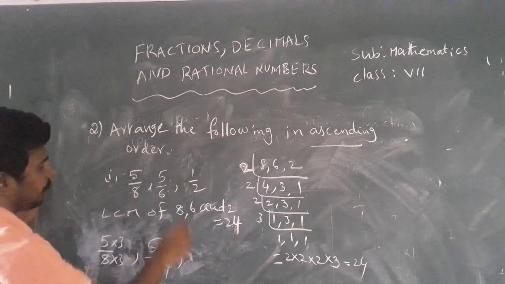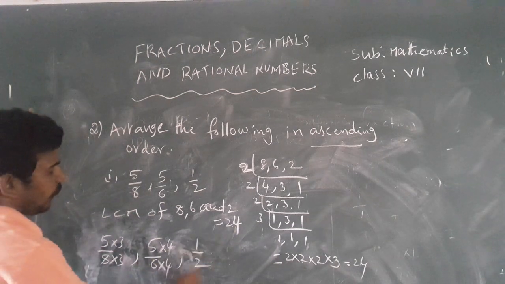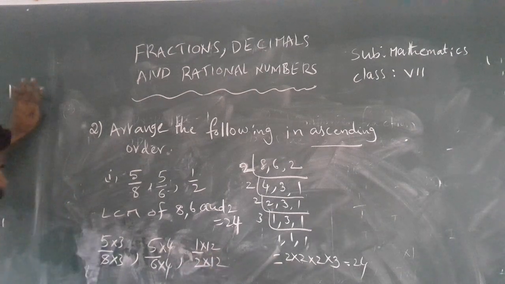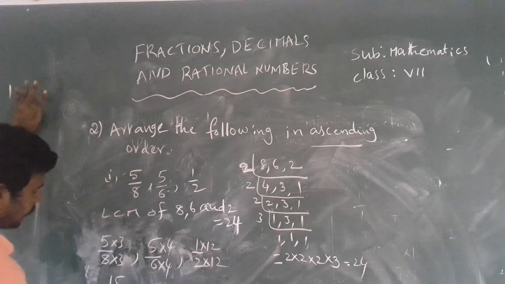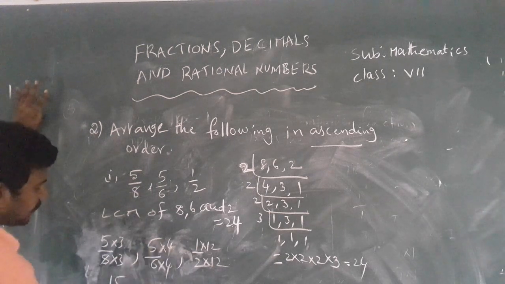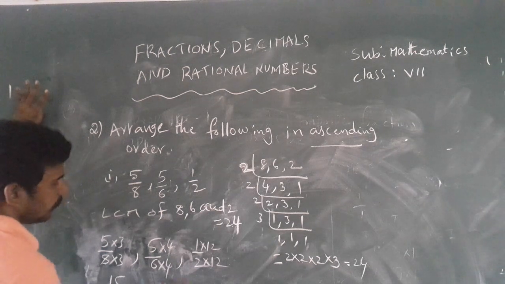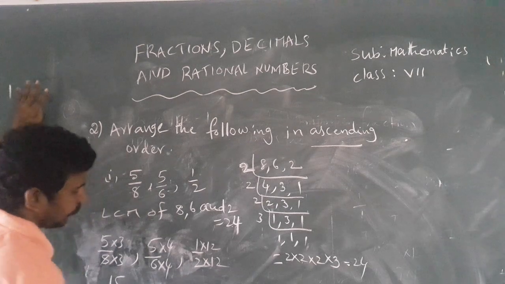Now what is the third fraction? 1 by 2. So 2 in 24, how many times? 12 times. Now 5 3s are 15 by 8 3s are 24. 5 4s are 20 by 6 4s are 24. 1 12s are 12 by 2 12s are 24.